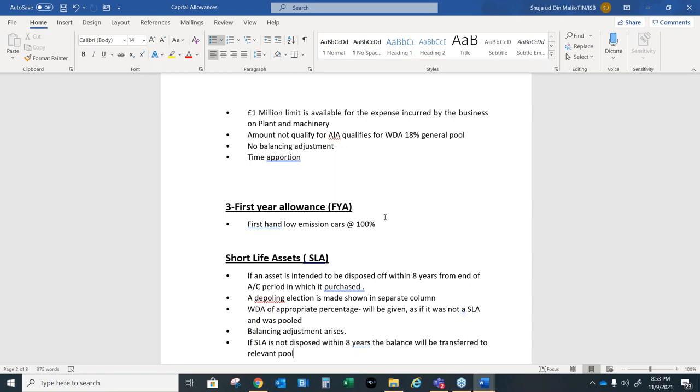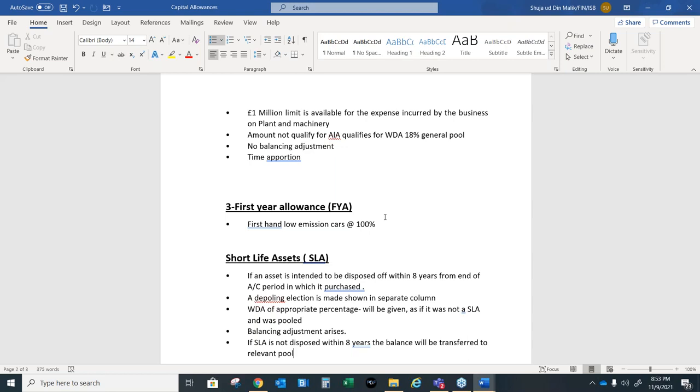So you revise those notes, and you do it only for AIA. It is a 1 million limit that is available for the expense incurred by the business on plant and machinery every year for ongoing businesses. The amount that does not qualify for AIA qualifies for WDA at the rate of 18% in the general pool or 6% in the special rate pool.